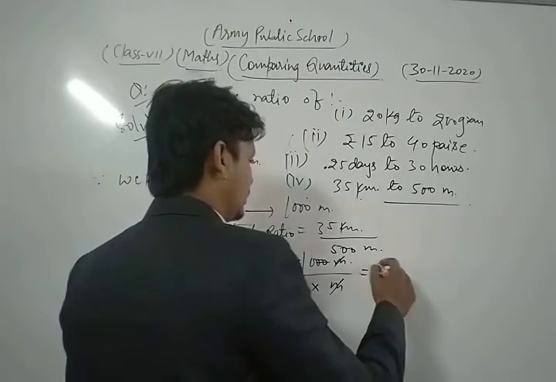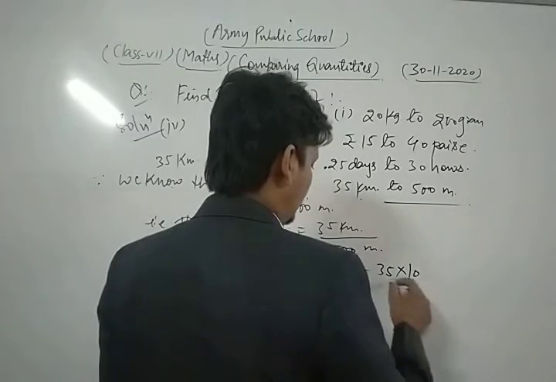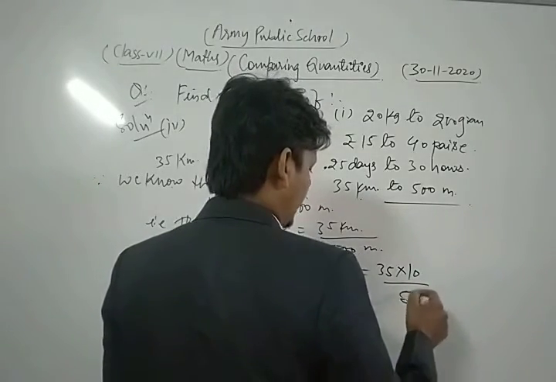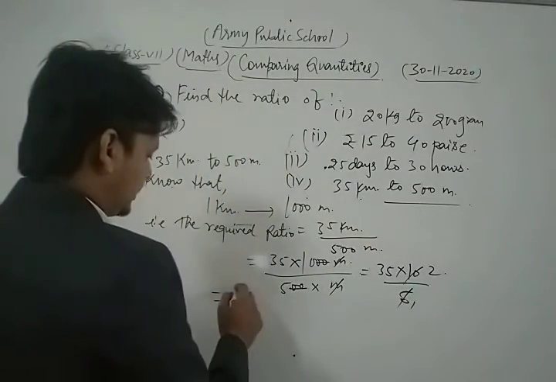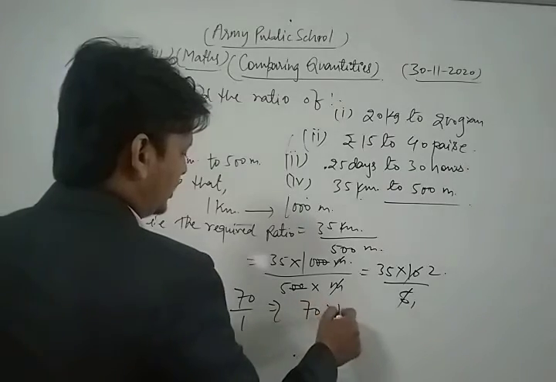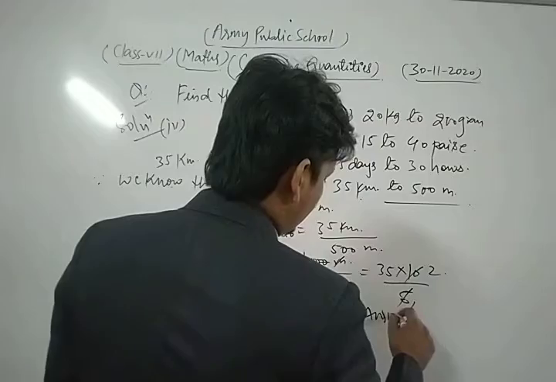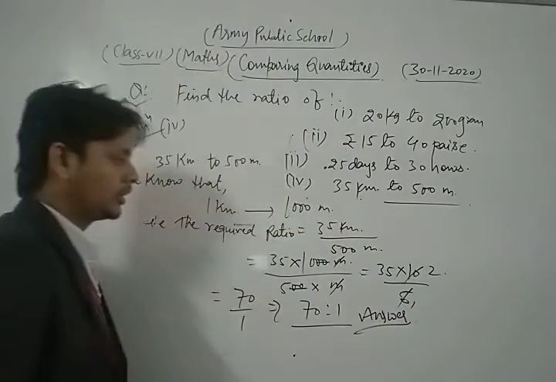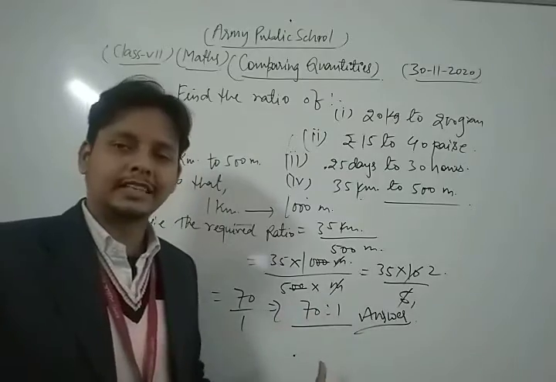So we get 35 into 10 upon 5. 5 on the 5, 5 to the 10. So we get 35 into 2, that is 70 upon 1. Thus the required ratio is 70:1. This is our final answer. Okay dear students, so this is the method to solve this type of question.